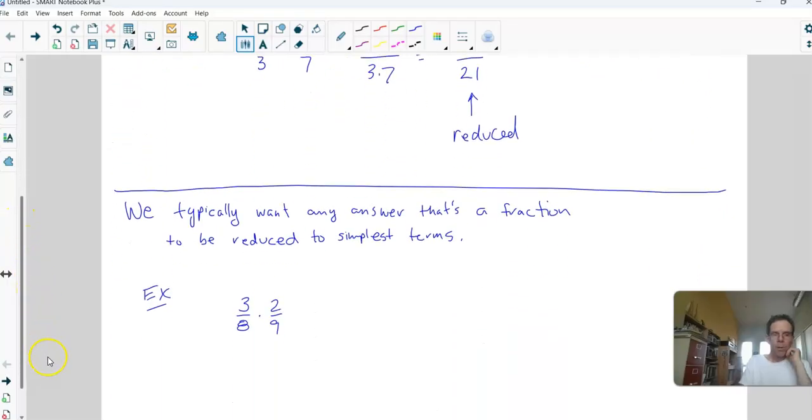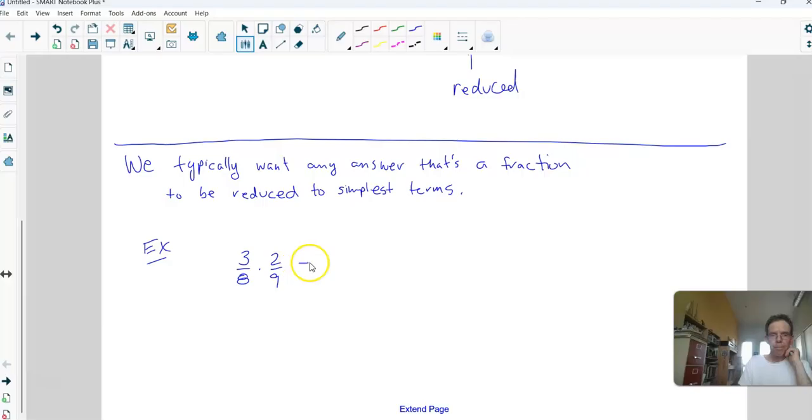Let's see a problem where we're going to have to reduce. So in this example, let's multiply our numerators, 3 times 2, our denominators, 8 times 9, and what do we end up with? 6/72. Certainly this is not fully reduced because both numbers are even, so we can divide 2 into the numerator and the denominator at least. And if we do that, 2 goes into 6, 3. 2 goes into 72 36 times.